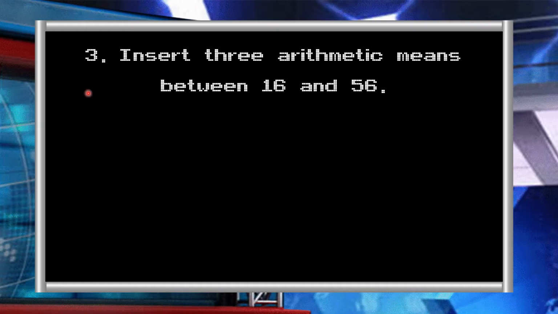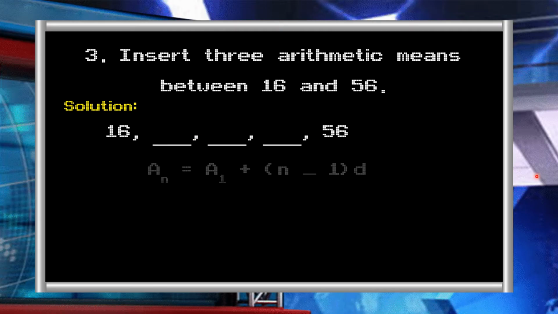In this example, we have to insert 3 arithmetic means between 16 and 56. Now, if we are going to rewrite it, we have 16 and then the three missing arithmetic means and the last term which is 56. Now, if we are going to use the formula for arithmetic sequence, which is a sub n is equal to a sub 1 plus the quantity n minus 1 times d, we can find the common difference.